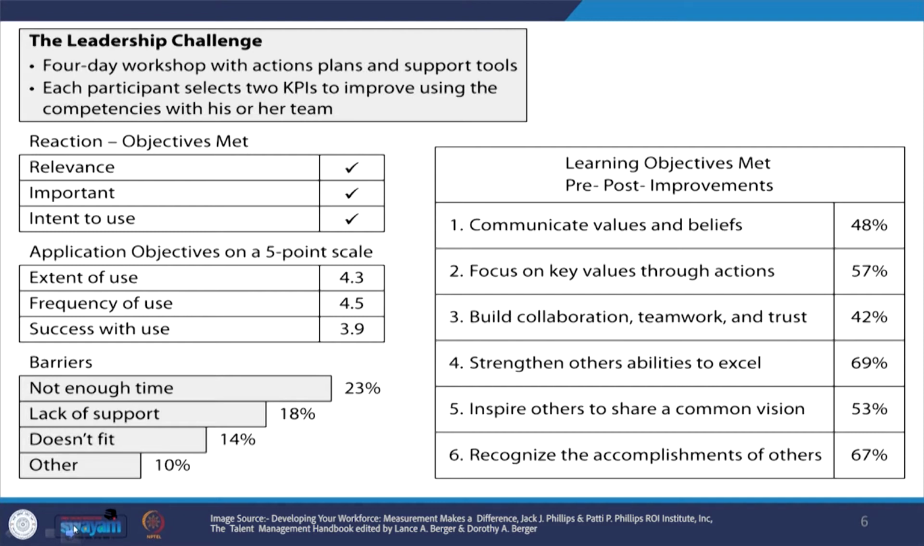Who selects these, right? Those are the key parameters, the areas the participant intends to improve using the competencies with his or her team. So here each participant has to select two key performance indicators, like the KRAs, key result areas, and the key performance indicators. And how will these develop? Very interestingly, you ask the participant first.